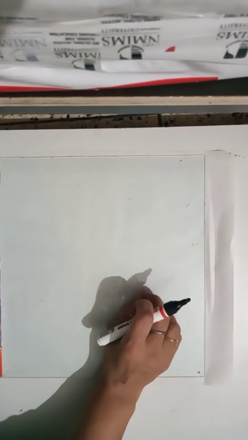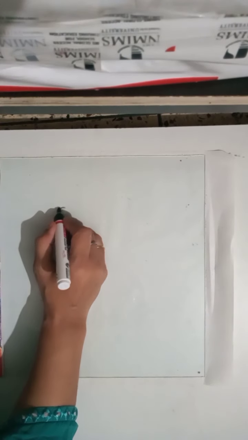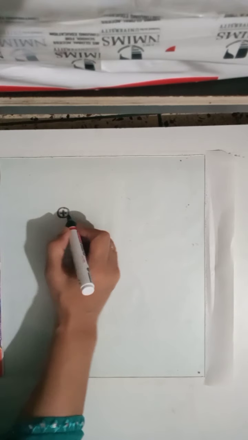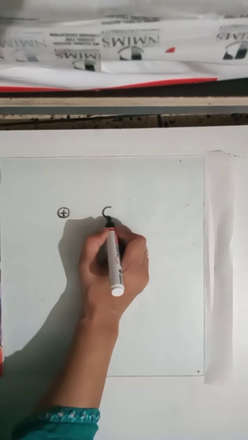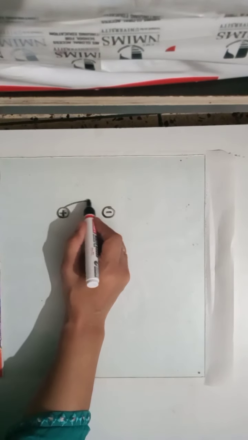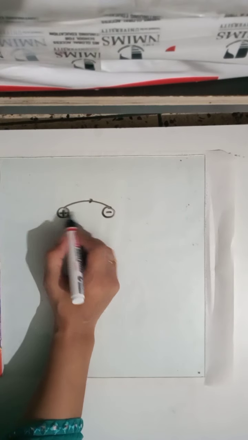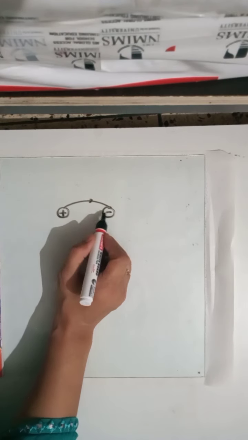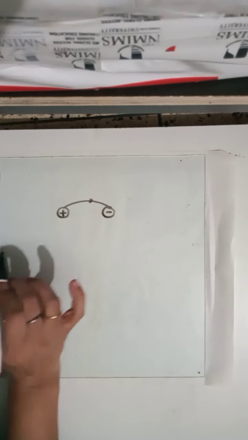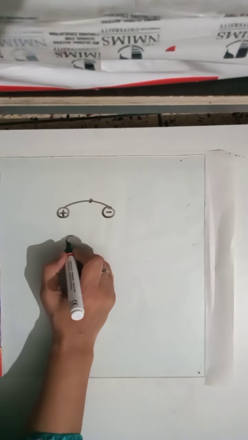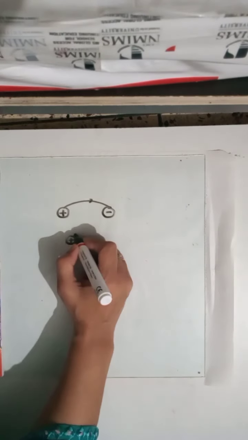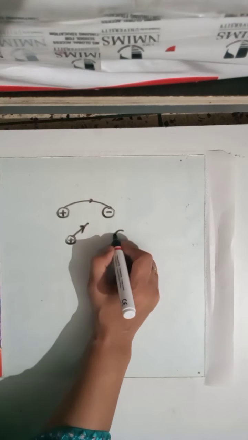Number 1, these are the imaginary lines. In actual practice they do not exist. The next thing is that they always start from positive charge and terminate at negative charge. They do not exist inside the conductor, and they are always normal to the surface of the conductor.